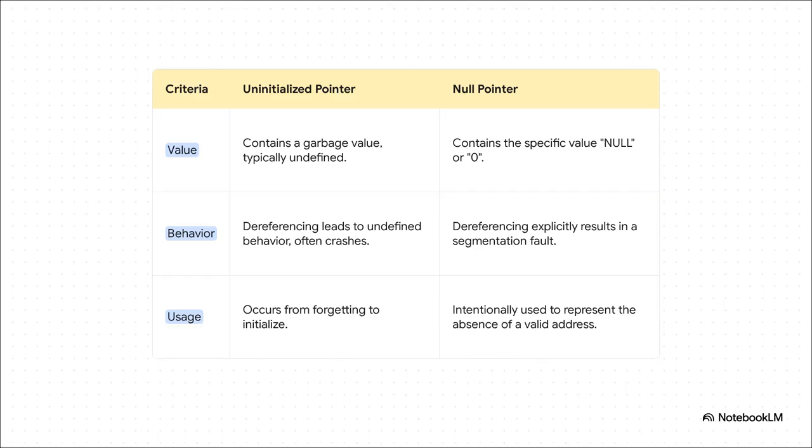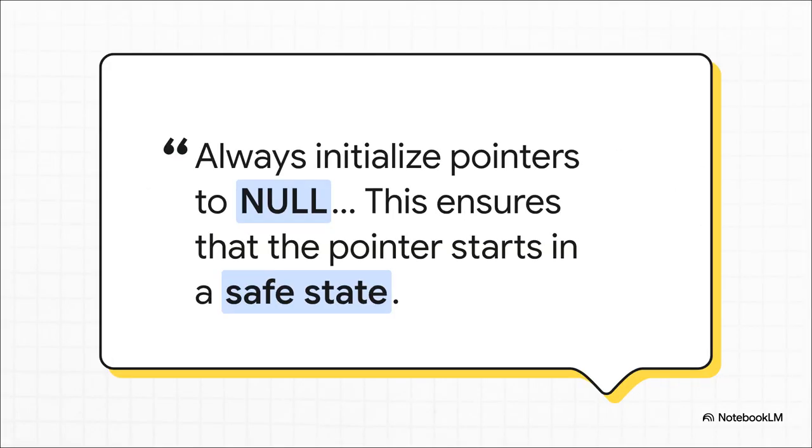And that leads us to the single most important rule for using pointers safely, and it comes straight from our source material. If you declare a pointer, but you don't have a valid address to give it just yet, always initialize it to null. This one simple habit turns a potentially chaotic bug into one that's predictable and way more manageable.